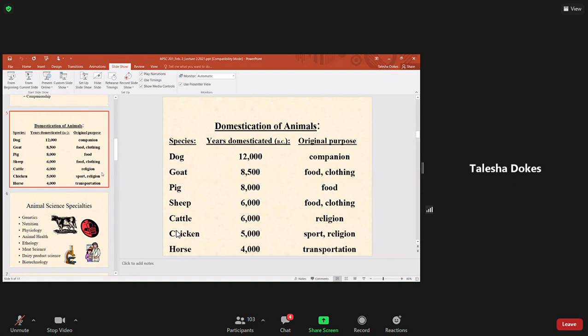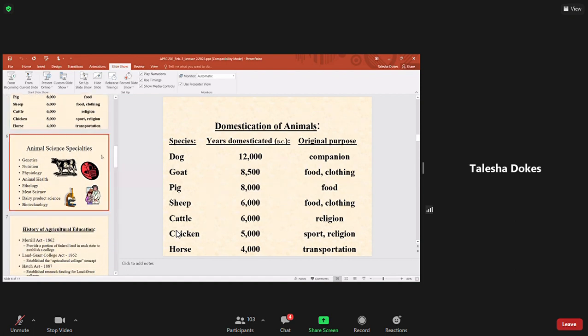So domestication of animals dates back centuries. Dogs are believed to be one of the first and the most domesticated animals, and they come from a now extinct wolf, based on DNA sequencing. The remainder of many animals followed, and the purpose of the domestication was for companionship, food, clothing, religion, and sports. So those are some of your main reasons why domestication of animals started.